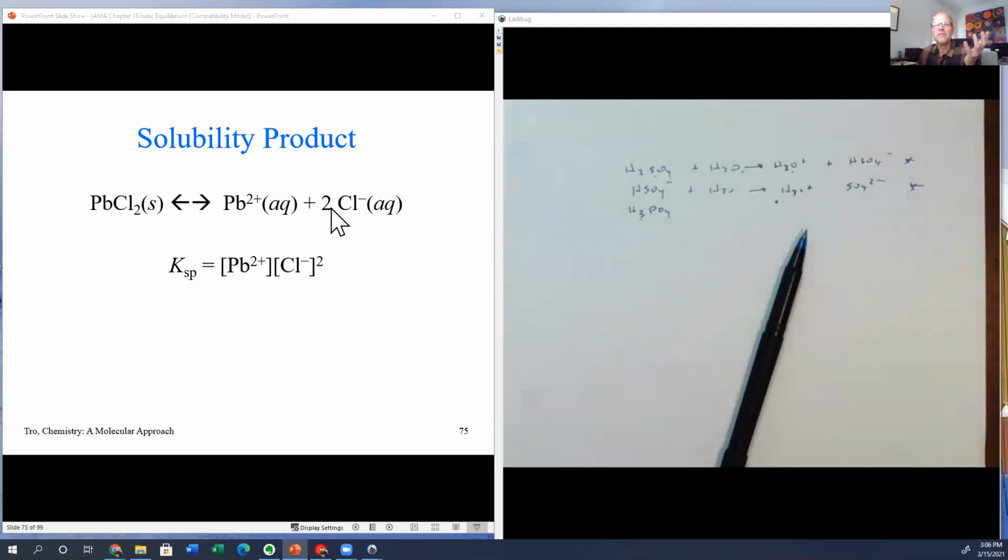Now, this is an equilibrium, right? So there's an equilibrium constant for it. So how do you express the equilibrium constant? K is equal to the concentration of lead 2+ times the concentration of Cl- squared, right? Nothing new here. This is just equilibrium again, right? And that value though, instead of just being called K, for these kinds of compounds, it's called KSP, solubility product constant. All right, but it's the same thing. It's the equilibrium constant for this reaction.